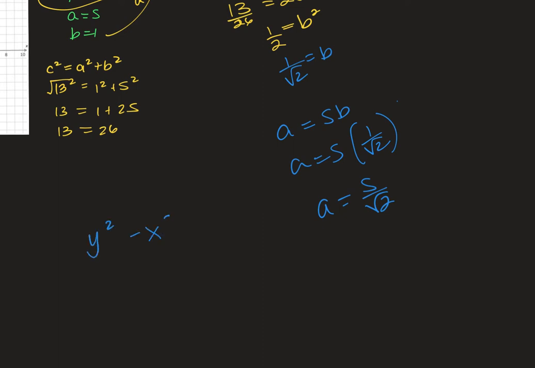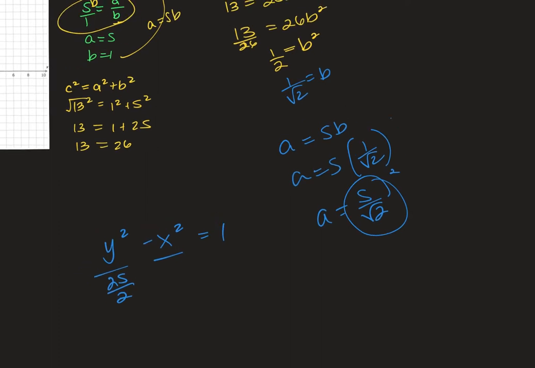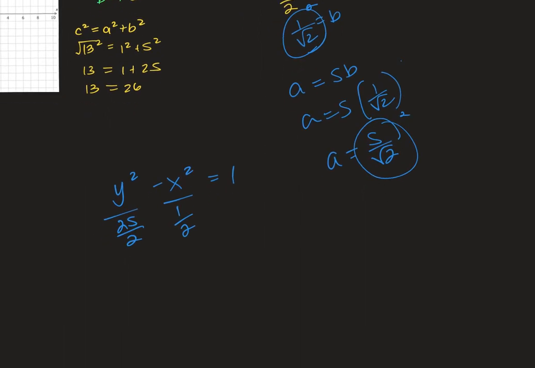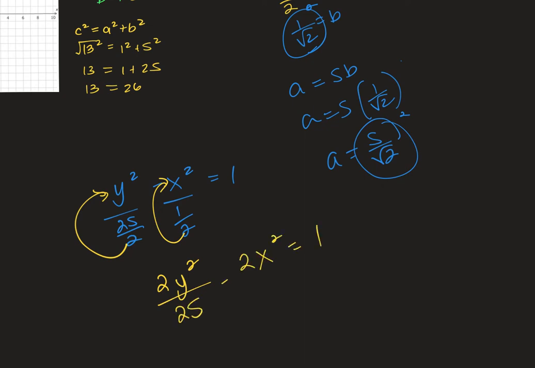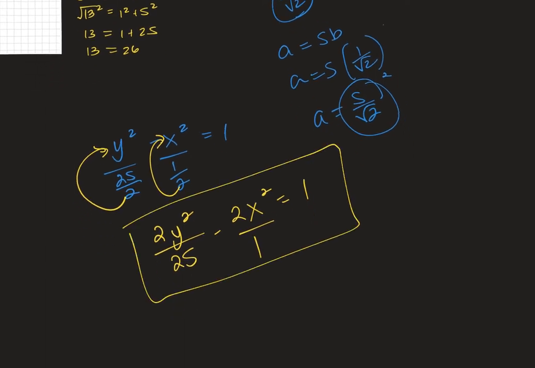So now it's vertical. Y squared minus X squared equals 1. Y squared would go over A squared. This squared is 25 over 2. X over B, which B was 1 over root 2, so that squared is 1 over 2. And then make sure you know how to get the bottom, can't keep a fraction in it. So the 2 comes to the top. And I get 2y squared over 25 minus 2x squared equals 1. You don't need the over 1. You can put it there, it's not going to make it wrong. But that's what it should look like.